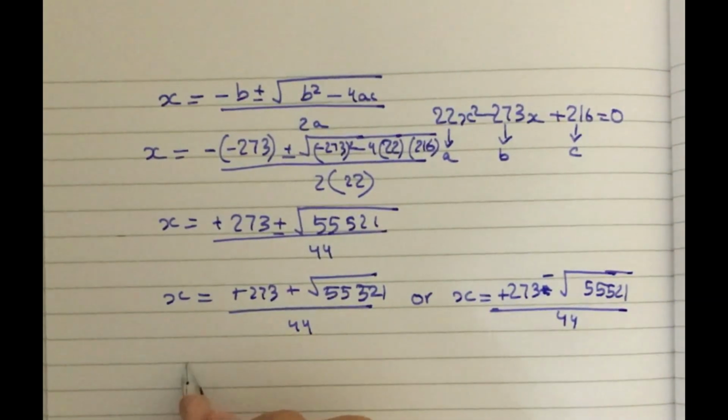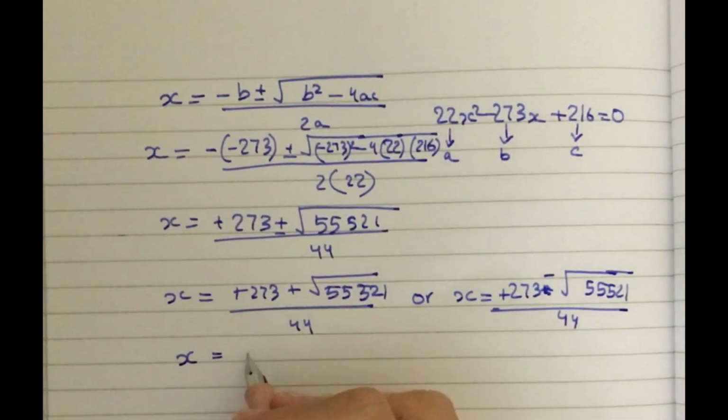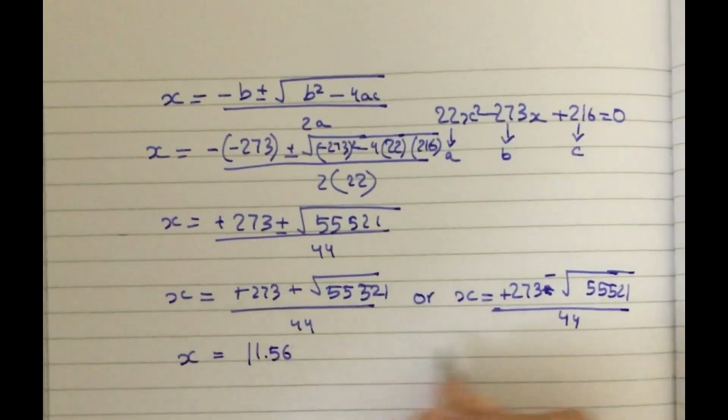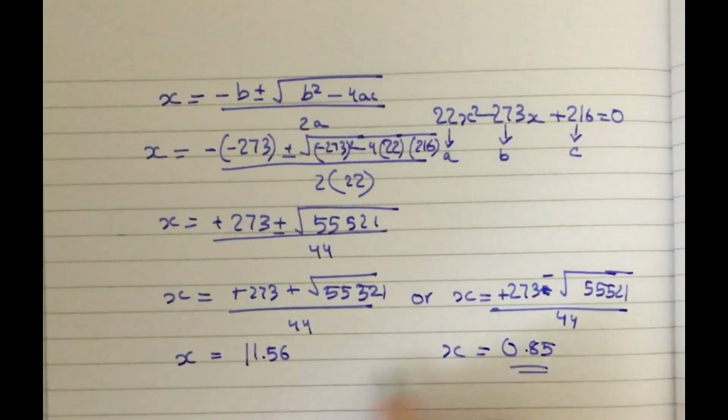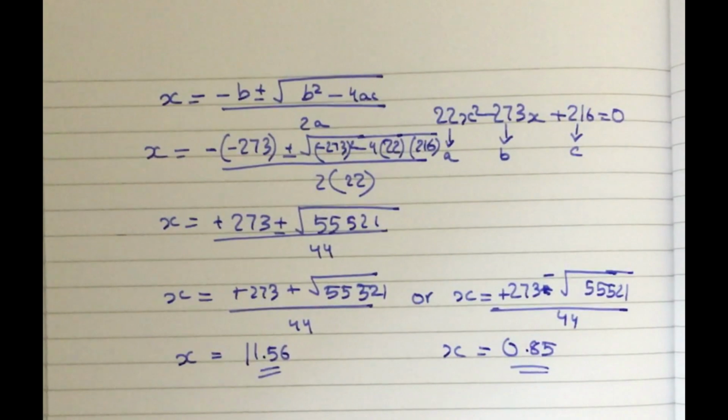So for this I will get the decimal value is 11.56 rounded off, and then for this the decimal value is 0.85, rounded off. So these are your two answers in two decimal places, as per the question.